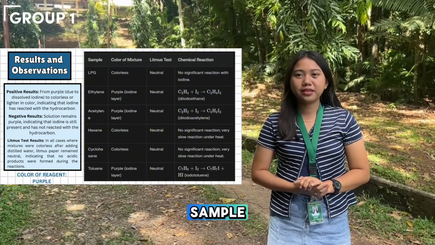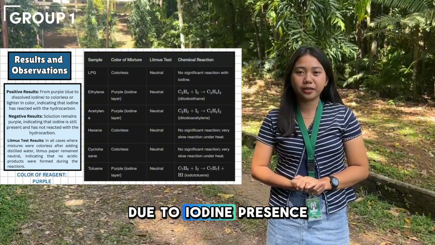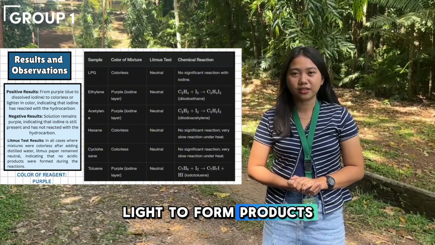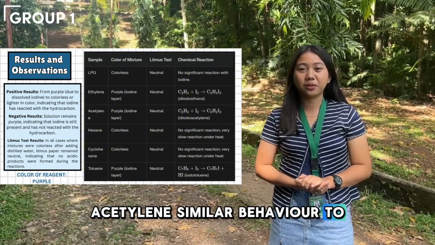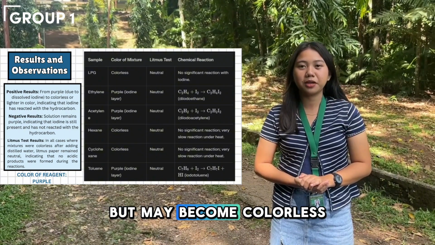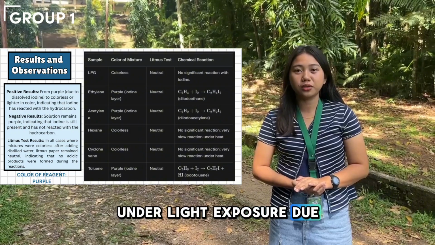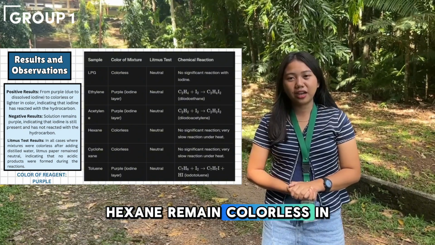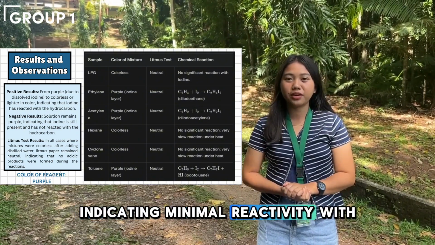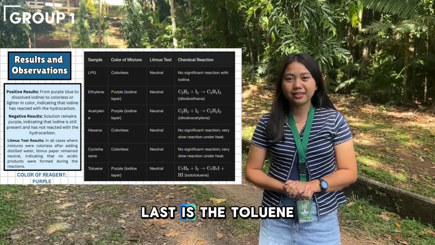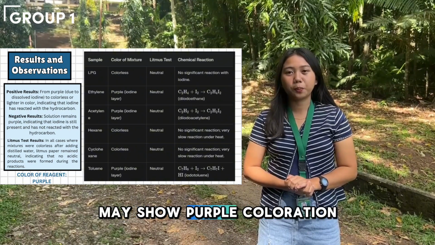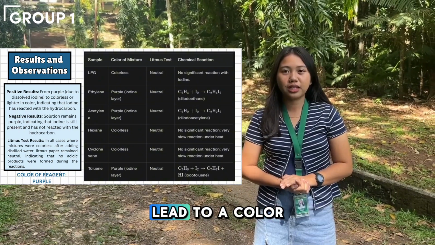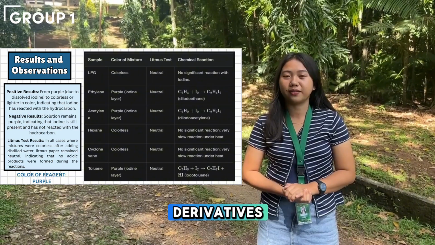Ethylene: the wrapped sample may show purple coloration due to iodine presence, while the unwrapped may turn colorless as it reacts with light to form products. Acetylene: similar behavior to ethylene, purple in darkness but may become colorless under light exposure due to reaction. Hexane and cyclohexane remain colorless in both conditions, indicating minimal reactivity with iodine. Last is toluene: the wrapped sample may show purple coloration due to unreacted iodine, while light exposure could lead to a color change as it forms iodo derivatives.